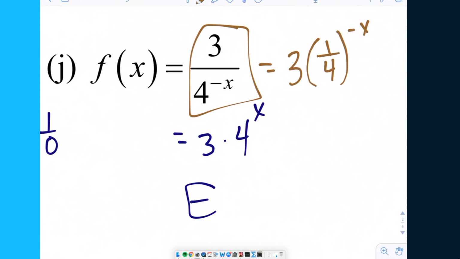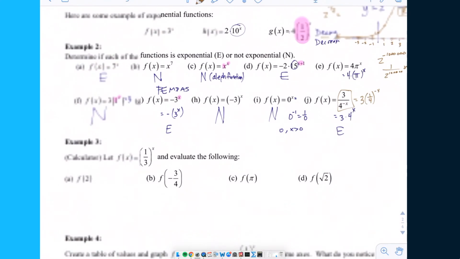So if you take a decay function that falls from left to right and you reflect it across the y-axis, now it's going to become a what? A growth function. And so these are actually equivalent. So is it, in fact, an exponential function? Yes, it is. And it turns out to be exponential growth.